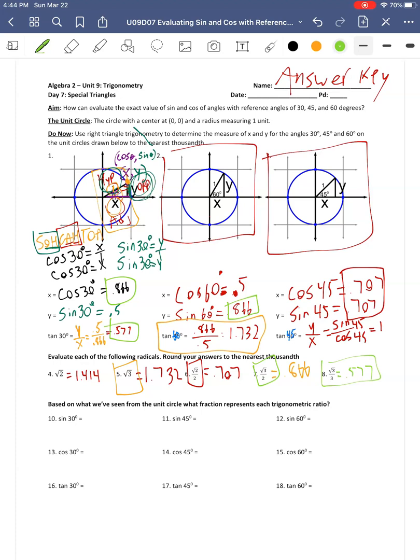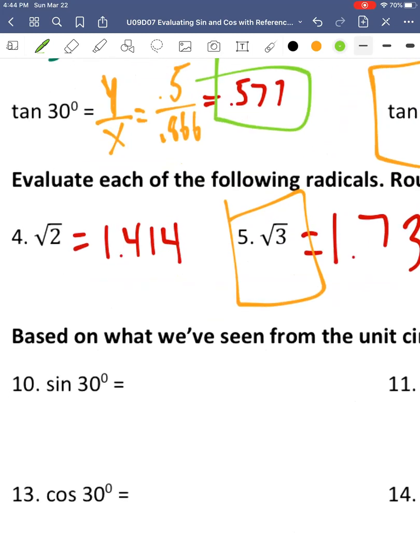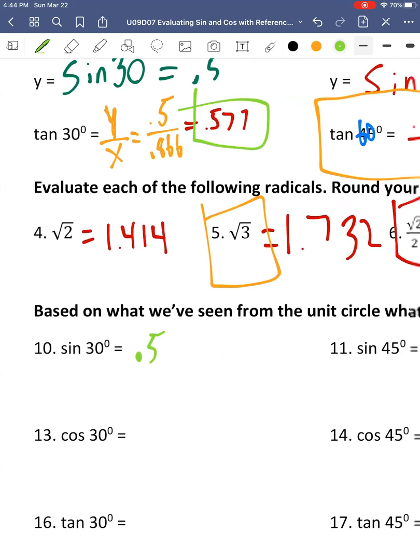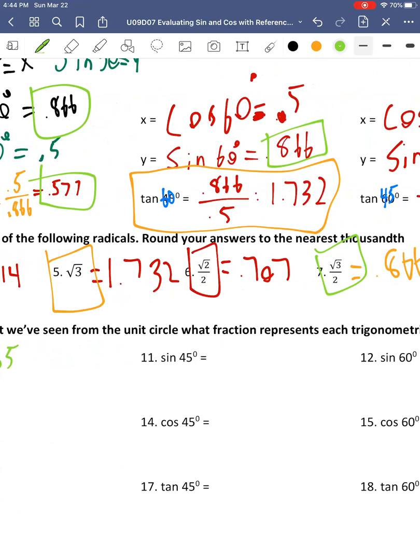Now that we're familiar with these common decimals and radicals, every time we get these decimals using our calculator, we can write the equivalent radical. So sine of 30 is equal to 0.5, which there's no equivalent radical for. The sine of 45 is equal to 0.707, so I know that that's equal to radical 2 over 2.